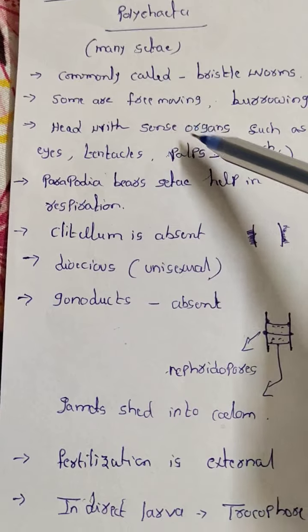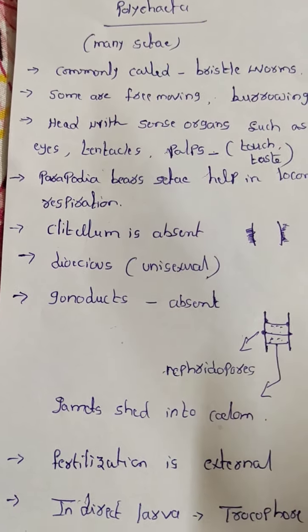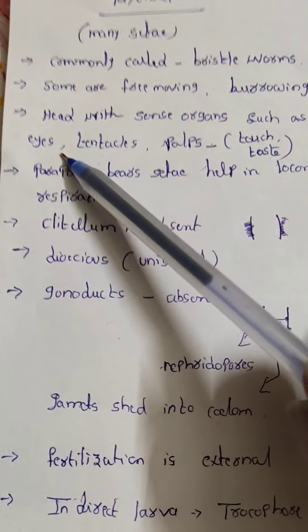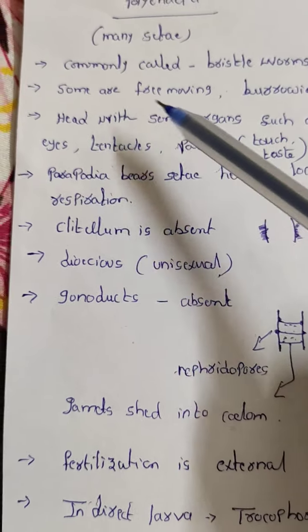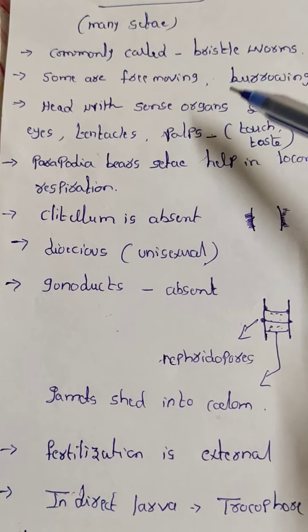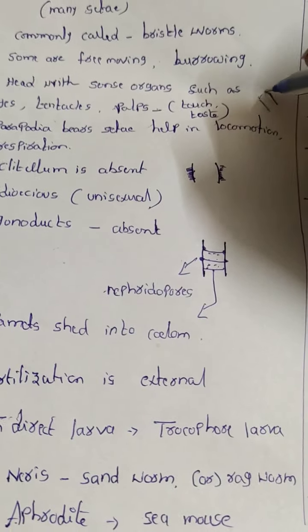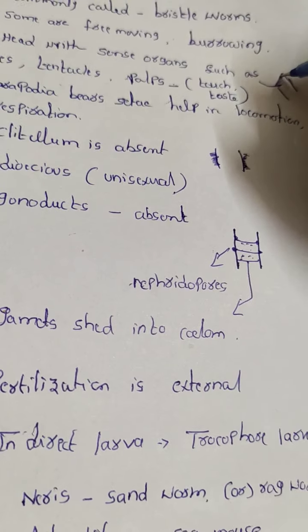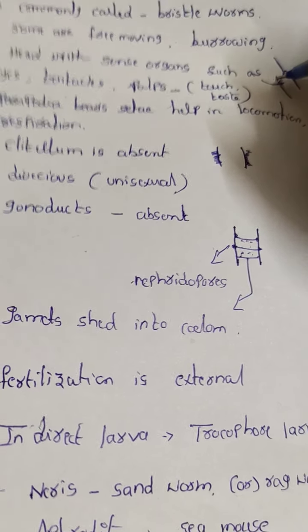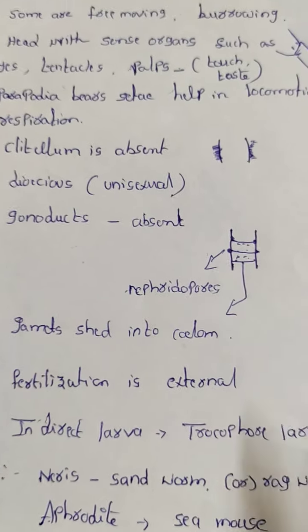Here a distinct, proper head with sense organs is present, and also eyes are present. Tentacles are present, for capturing food materials. Palps are present, mainly used for touch and taste. Suppose now it is a head. Now this one is the tentacles like this. Near the mouth they have palps, and parapodia.